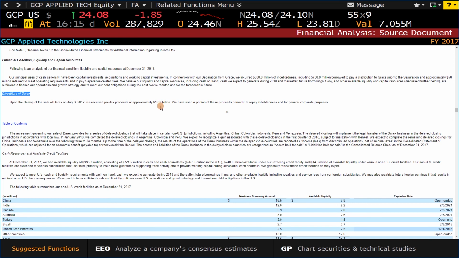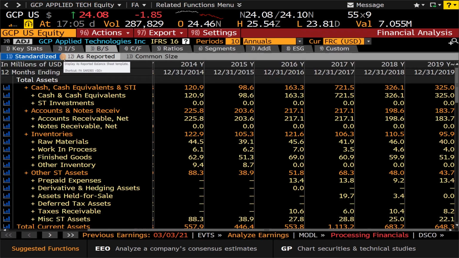The company used a portion of the proceeds to pay down their debt, which explains why we saw the decrease in the debt balances on the balance sheet. At the end of 2017, the company had a significant amount of cash on hand, so an investor would be keeping a close eye on how GCP uses this capital in order to generate additional revenue going forward. We'll take a look at the cash flow tab.